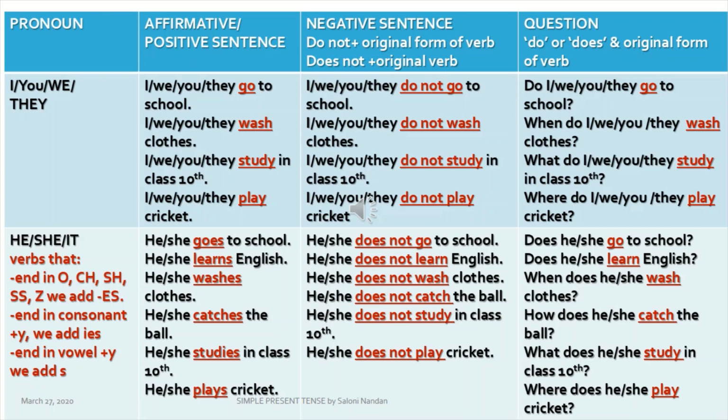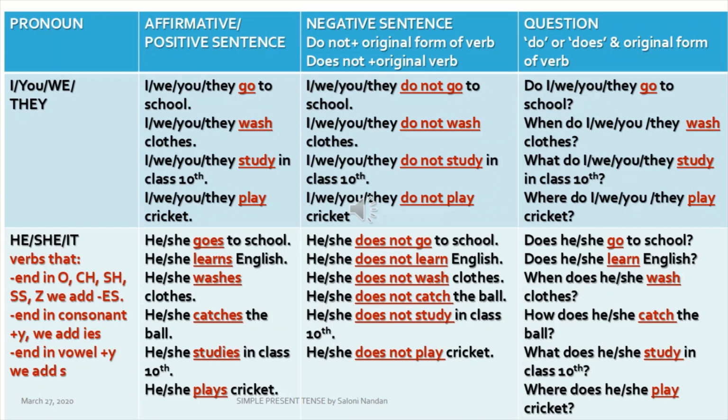Now let us look at the questions and their examples. With the pronouns I, you, we, they, do I. The question begins with do. Do I go to school? And when the question begins with when, where, why, which or how, then do or does comes after when, what, where.